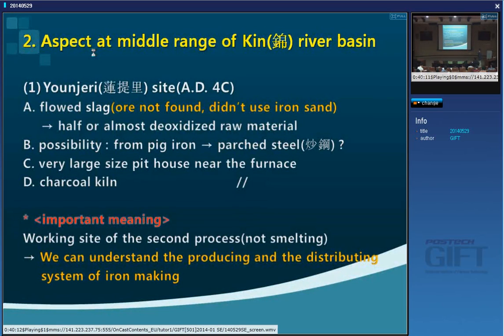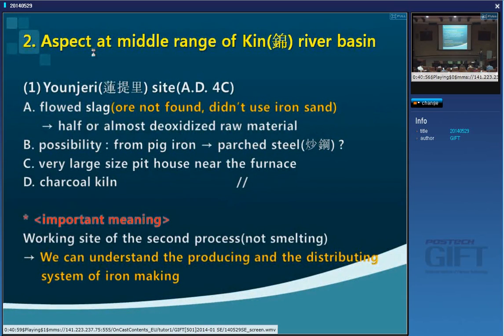One more site, let's see an example of a mid-range of kilns. This is the Yeonjaeri site. From this site we could find the ore. At this place, they did the work from big iron to patched steel, I think. But researchers' opinions were separated. Some researchers say that at this place they produced pig iron or sponge iron, but I don't think so.